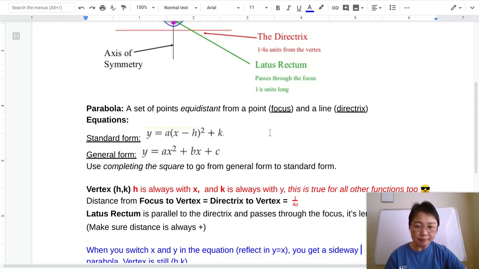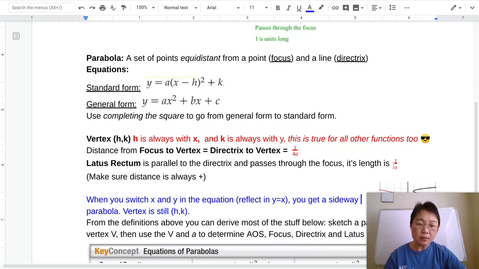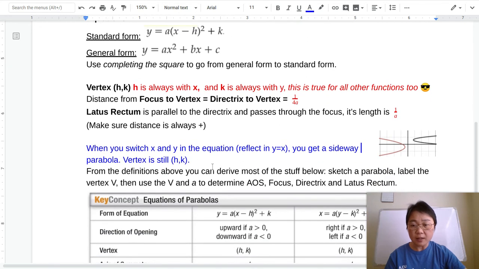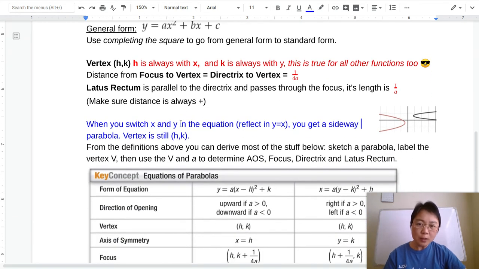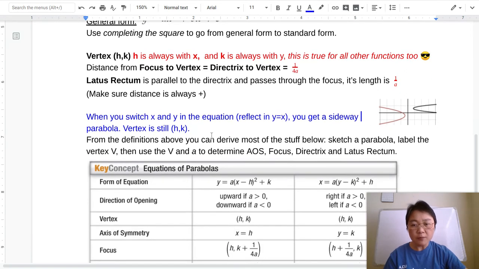So we can use a to describe the distance, or likewise, given the distance, we can also work out the value of a. Now, because we're talking about distance, make sure that you use a positive value. Sometimes you may need to take the absolute value of a if it's negative. When you switch x and y in the equation, then instead of getting y equals x squared, you will have x equals y squared. You are actually reflecting the graph in the line y equals x, and you get sideways parabolas. If a is positive, then it opens to the positive side of x. If a is negative, it opens in the negative direction of the x-axis. The vertex does not change.